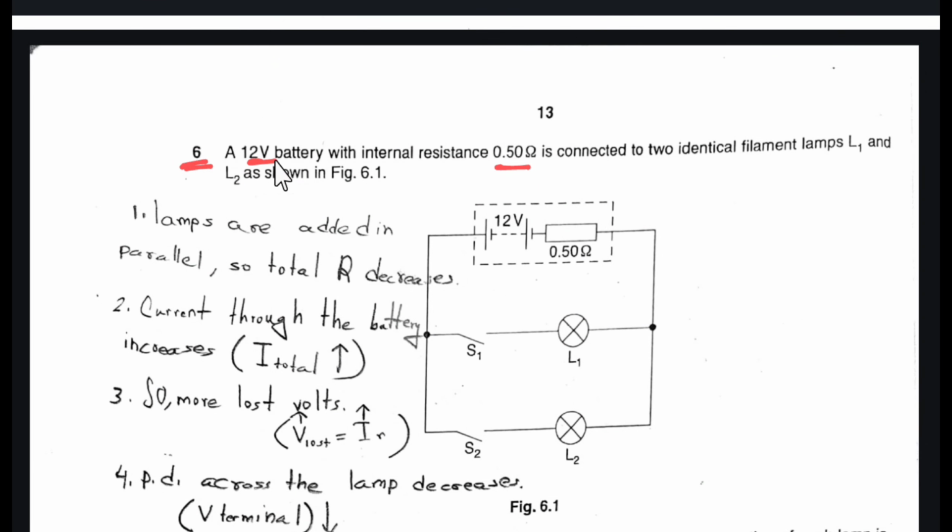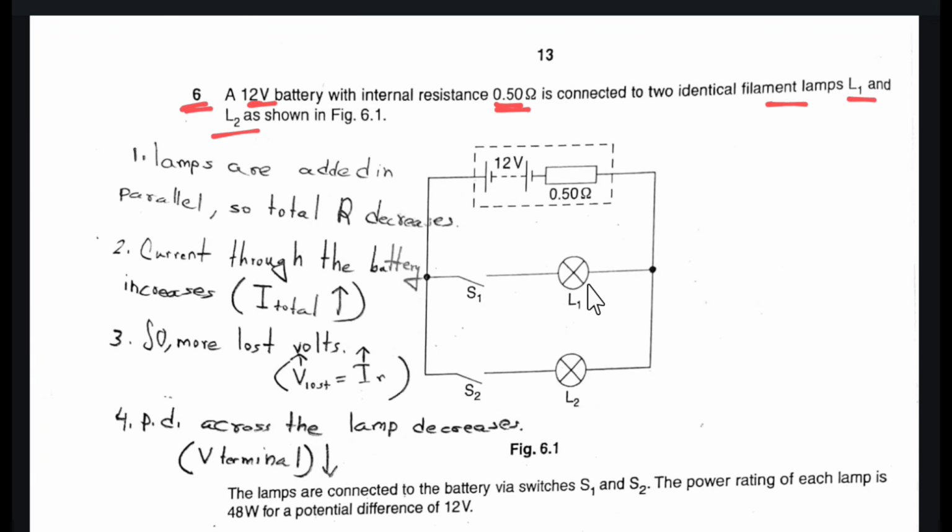Number 6. A 12 volt battery with an internal resistance of 0.50 ohm is connected to two identical filament lamps L1 and L2 as shown in figure 6.1. For the filament lamp, you must remember that increasing the current increases the heating effect, and increasing the heating effect would increase the resistance, and so due to increase in resistance, current again decreases.